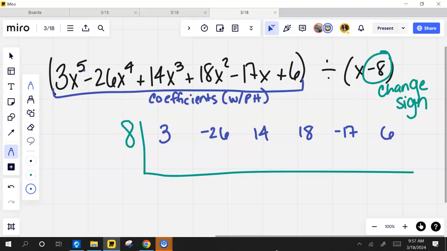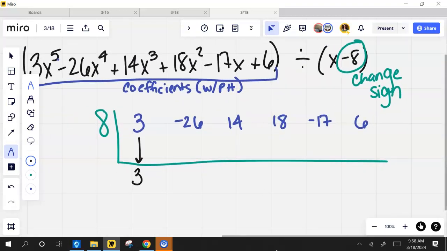Hey, does everybody see where these numbers came from? All right. Here's the process. Take the first number and drop it down. And now we're going to start this process that's just going to continuously repeat. Other than the first step, everything keeps repeating. Take the number that's on the outside and multiply it to this value. What do you get? 24. That goes here, and we add.